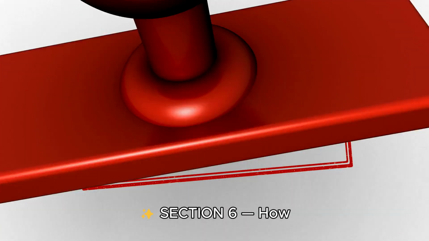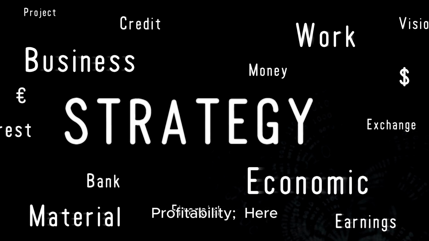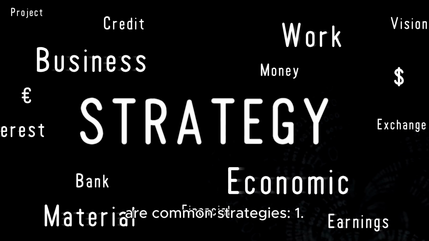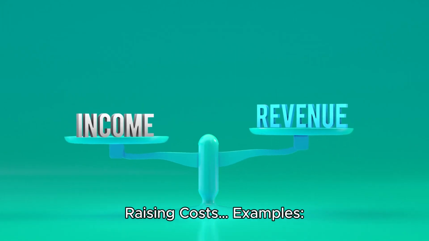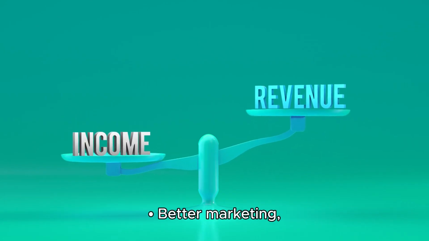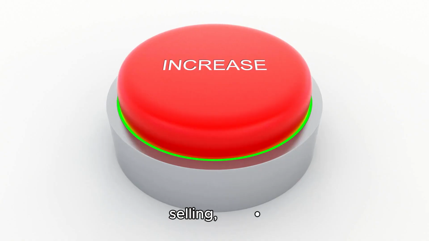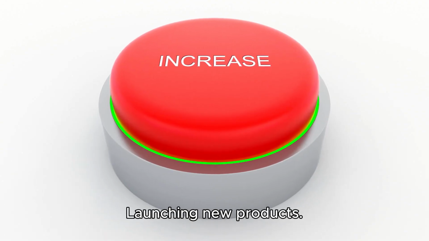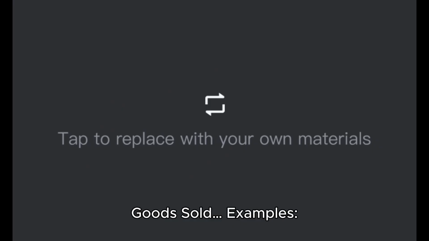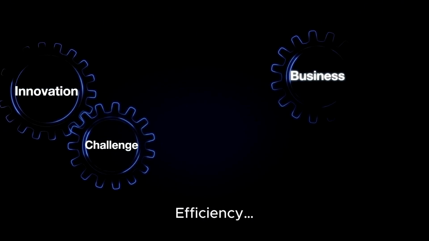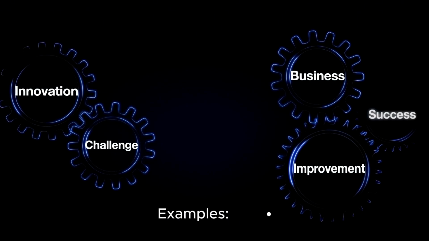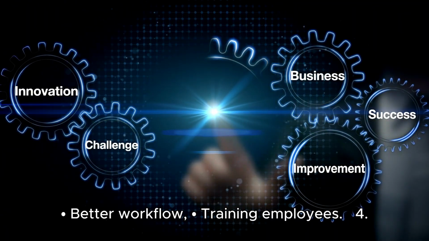Section 6. How companies improve profitability. Here are common strategies. 1. Increase revenue without raising costs. Examples: better marketing, upselling and cross-selling, launching new products. 2. Reduce cost of goods sold. Examples: negotiating with suppliers, switching materials, buying in bulk. 3. Improve operational efficiency. Examples: automation, better workflow, training employees.